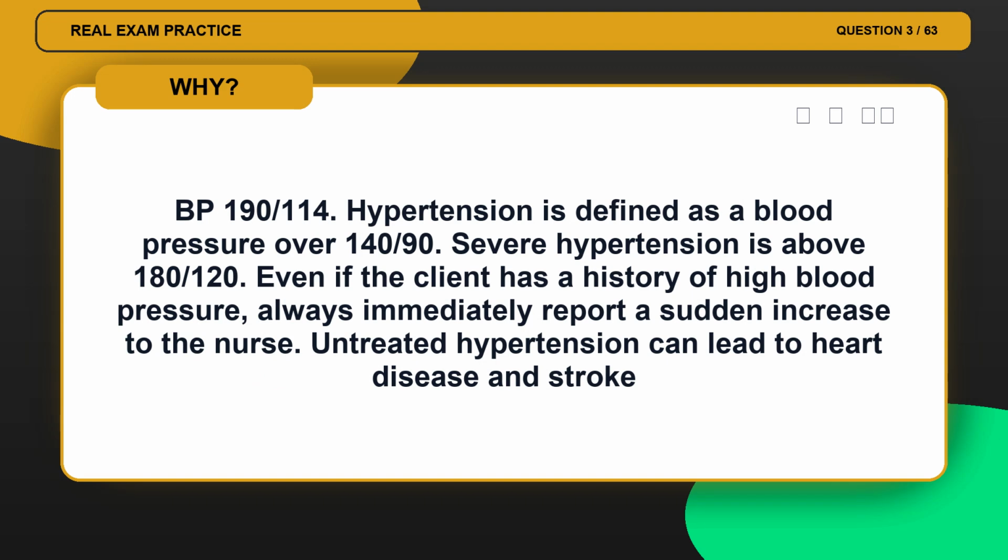Hypertension is defined as a blood pressure over 140/90. Severe hypertension is above 180/120. Even if the client has a history of high blood pressure, always immediately report a sudden increase to the nurse. Untreated hypertension can lead to heart disease and stroke.